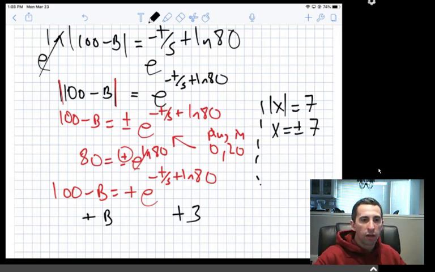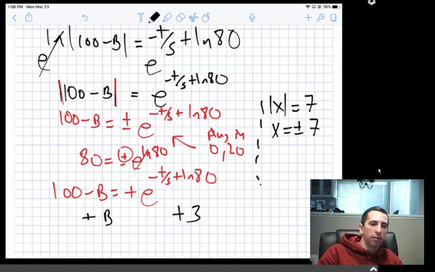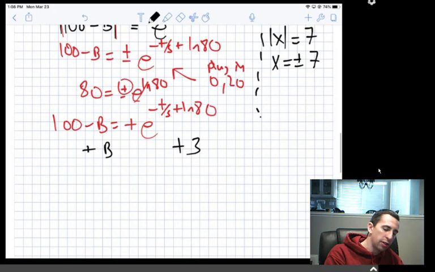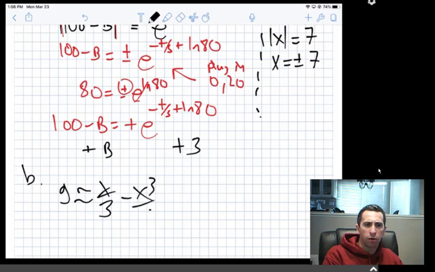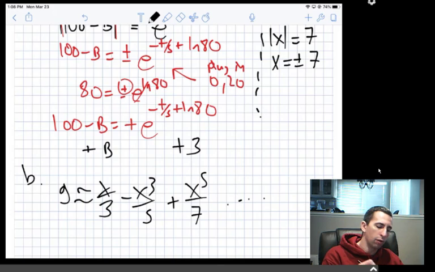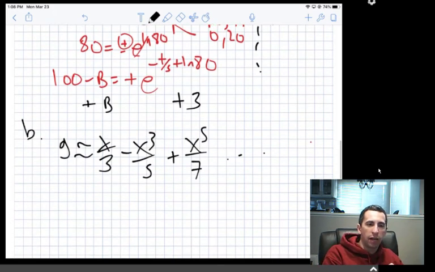Okay, so that was 5c. Also from the weekend homework, we'll look at 6b. So 6b just said you had this series where g is approximately x over 3 minus x cubed over 5 plus x to the 5th over 7 and so forth. And part b said first off, they approximated it using the first two non-zero terms. Show this approximation differs by less than 1 over 200.